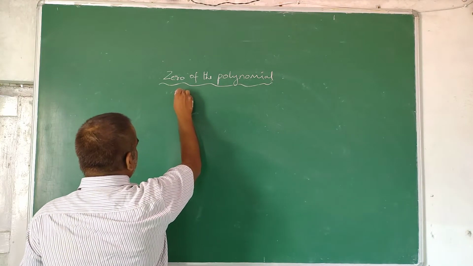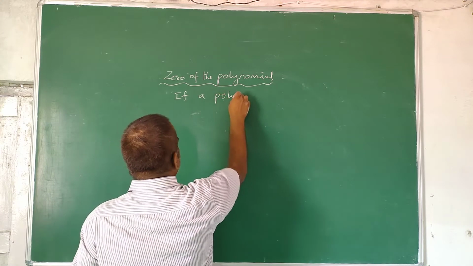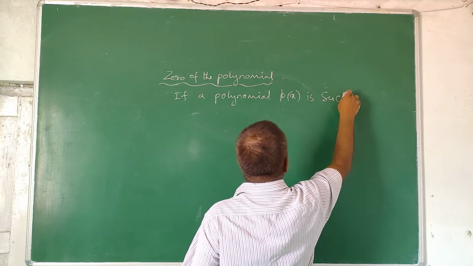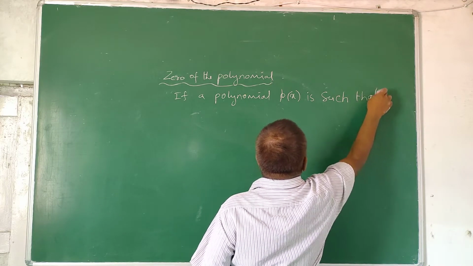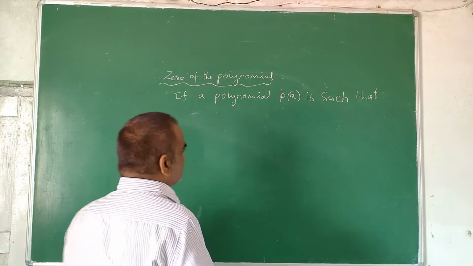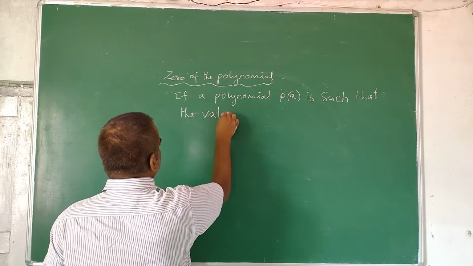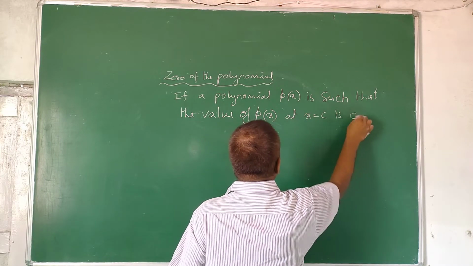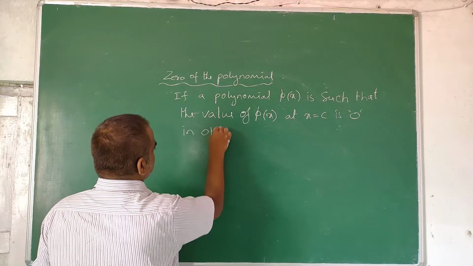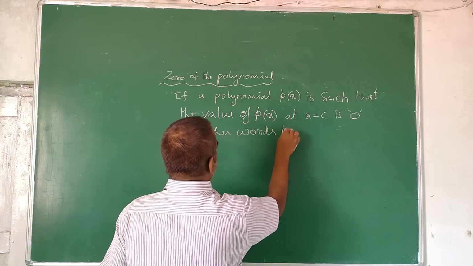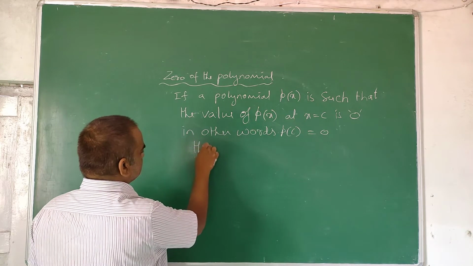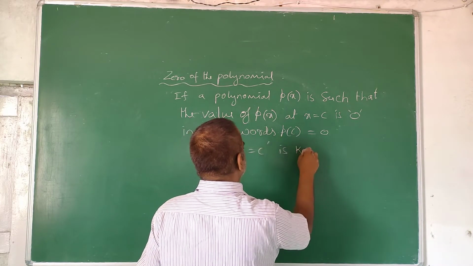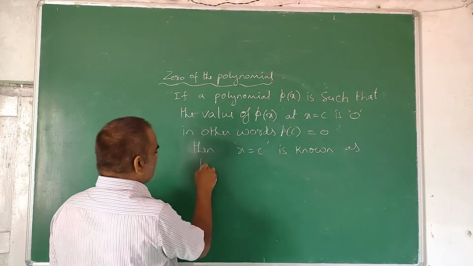See, if a polynomial p of x is such that the value of p of x at x is equal to c is 0, in other words, p of c is equal to 0, then x is equal to c is known as the 0 of the polynomial p of x.